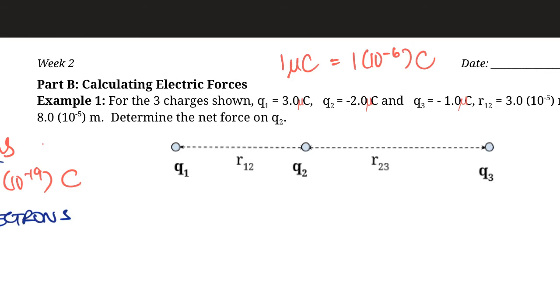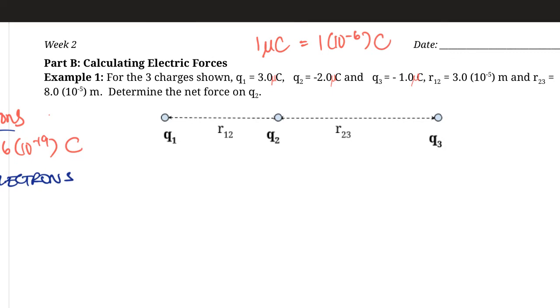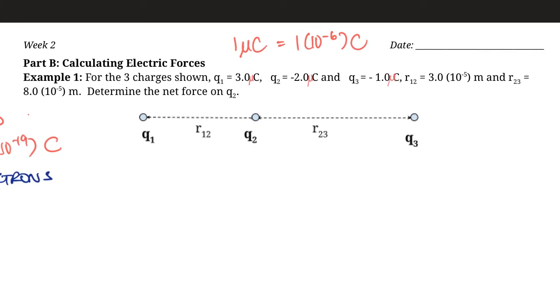So micro means millionth of. Like a micrometer is 10 to the negative 6 meters. A microcoulomb is 10 to the negative 6 coulombs. So I made the charges much smaller to make the question come out a little bit better. And so basically we have 3 microcoulombs. We have negative 2 microcoulombs.